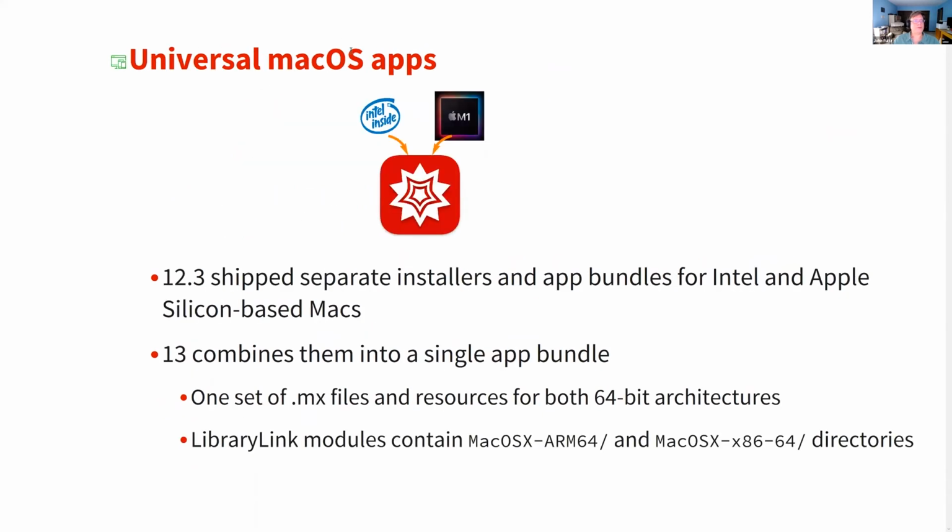I want to talk about macOS. So we've been shipping Apple Silicon versions of Mathematica and Wolfram Desktop, and that's worked out very well. But the way we built it for 12.3, you have to know which you have. Do you have Apple Silicon or do you have Intel?